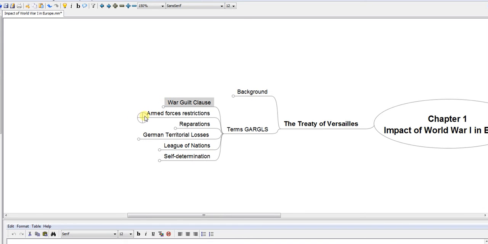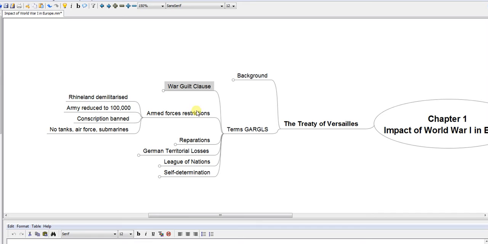Then of course, the German armed forces were restricted. Firstly, the army was reduced to 100,000 men. This is really few, considering that in Singapore today, if we call up all our operationally ready forces, we will get about 300,000 or so men. So 100,000 for a country so much bigger than us is obviously a very small number.